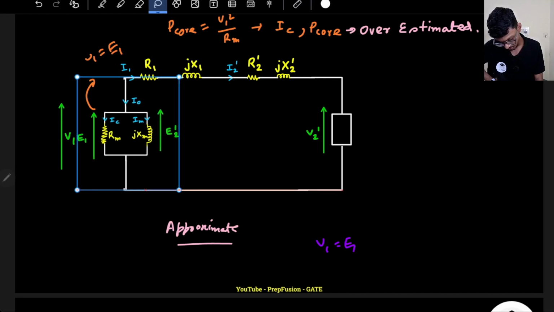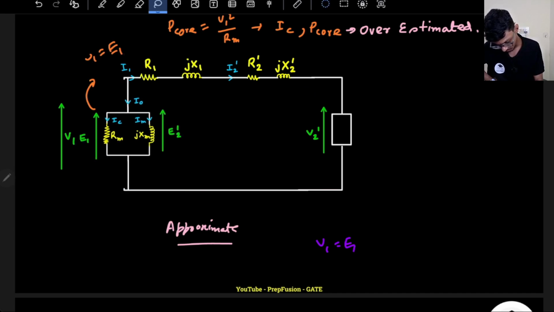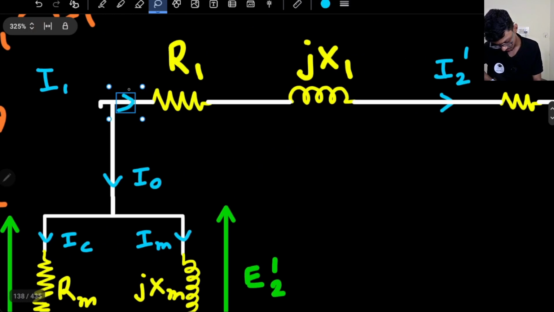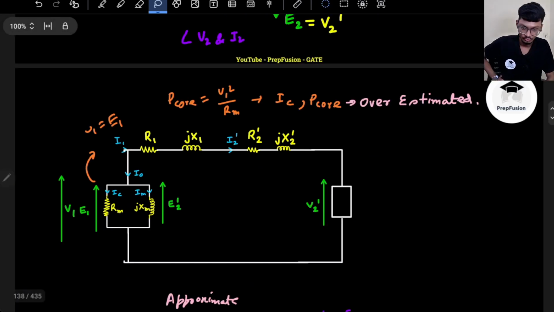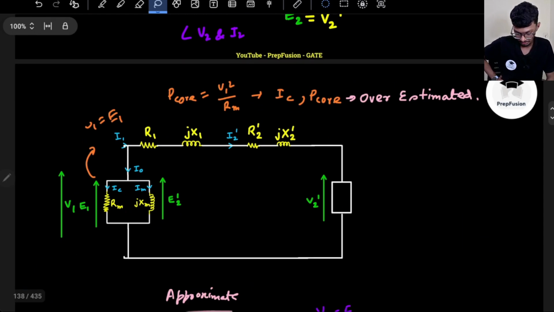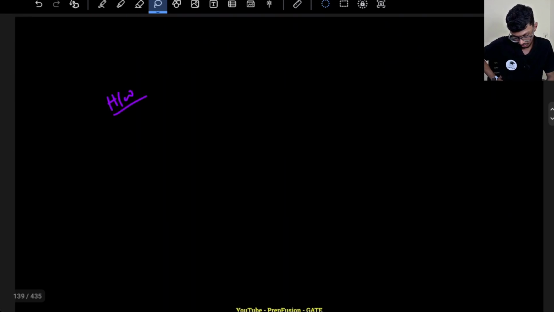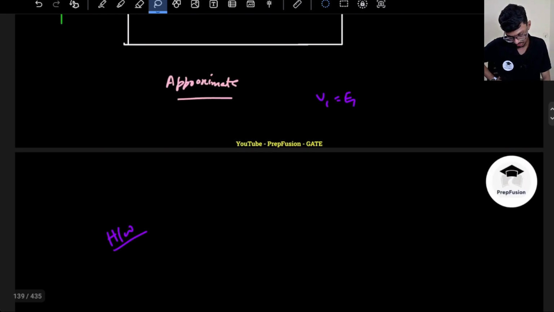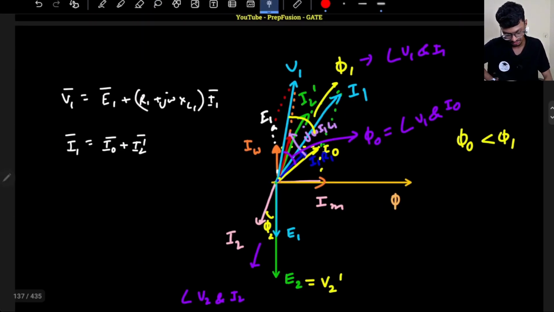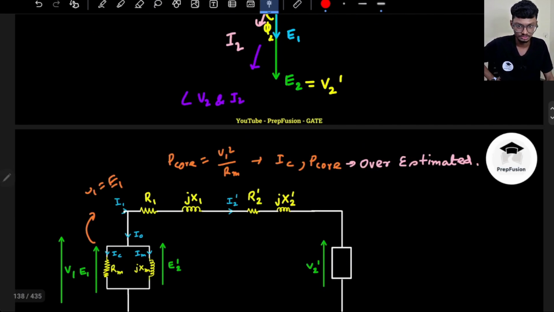My E2 dash and V2 dash will not be equal anymore. I1 will be here only, I1 will not change. So that is the value over here. I hope you have understood this point. So this was the homework: just make V1 equals C1 and the rest of the things you can follow.